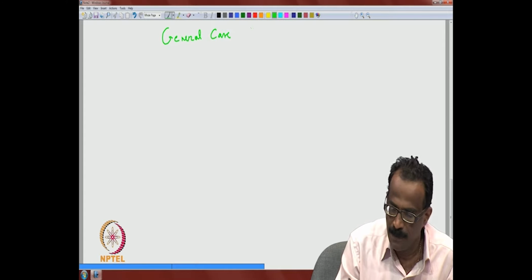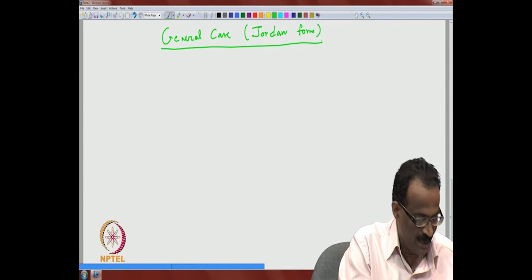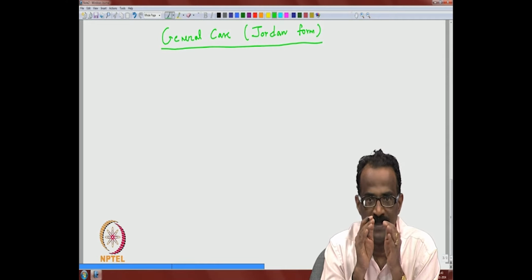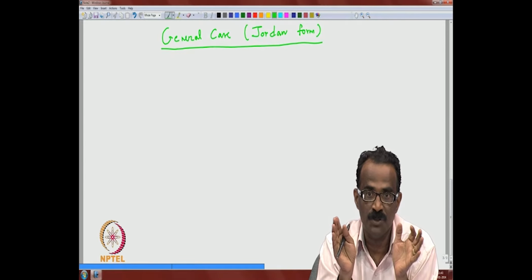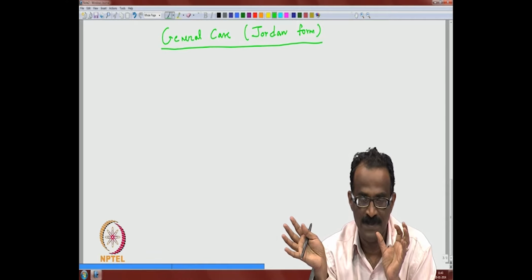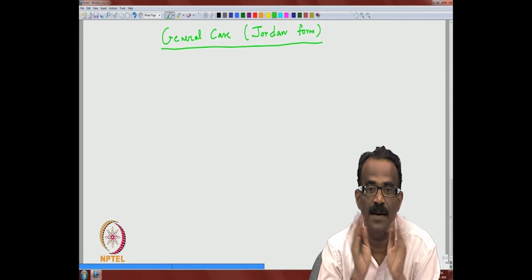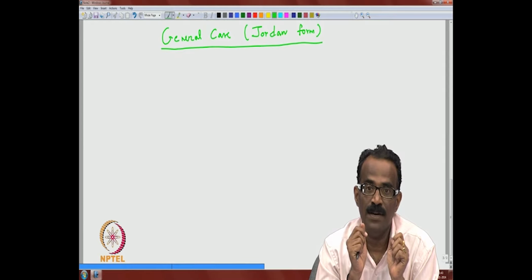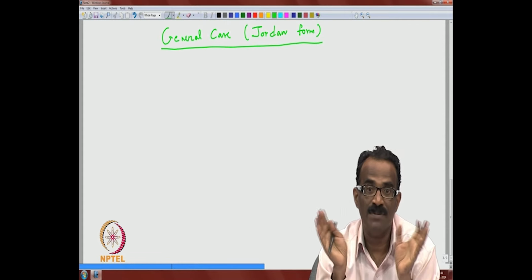In the general case, typically you want the Jordan form. I am not going to explain the Jordan form in detail, that you have already studied in the preliminaries or in the general linear algebra course. So, Jordan form typically says that you look for all the eigenvalues. According to eigenvalues, you have to classify the real eigenvalues and the complex eigenvalues. The idea is that if you have an n by n system, you essentially need n eigenvectors. If all the n eigenvalues are distinct, whether real or complex, you can produce n eigenvectors, and you have the diagonalization.